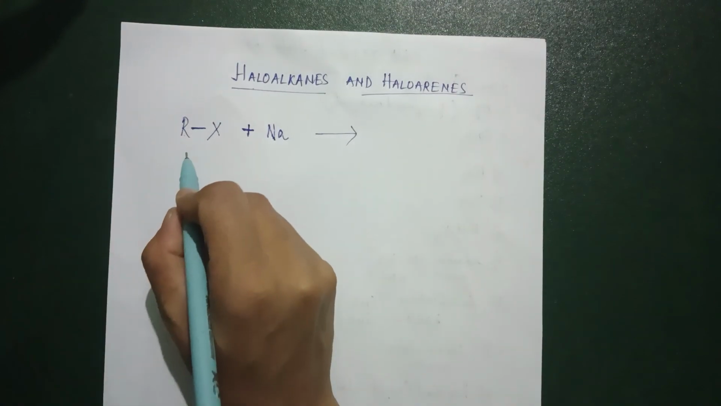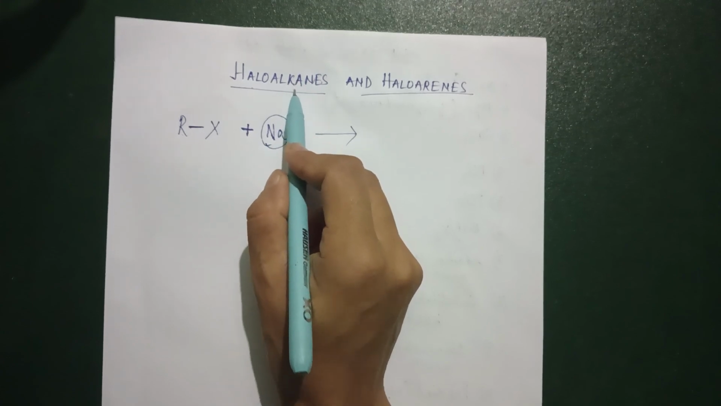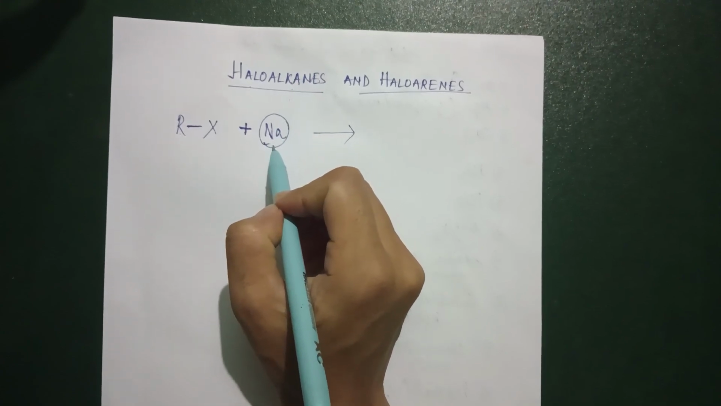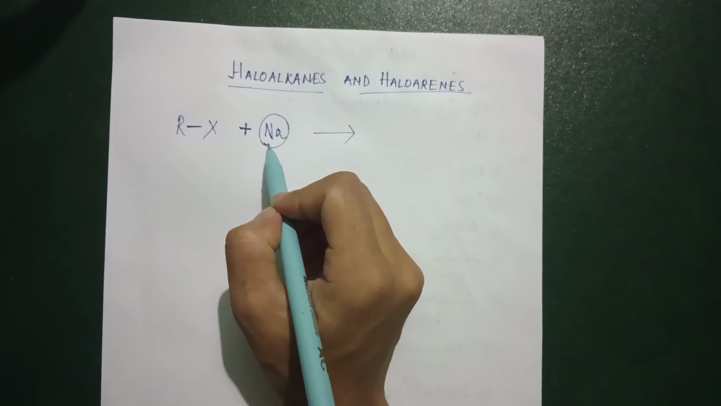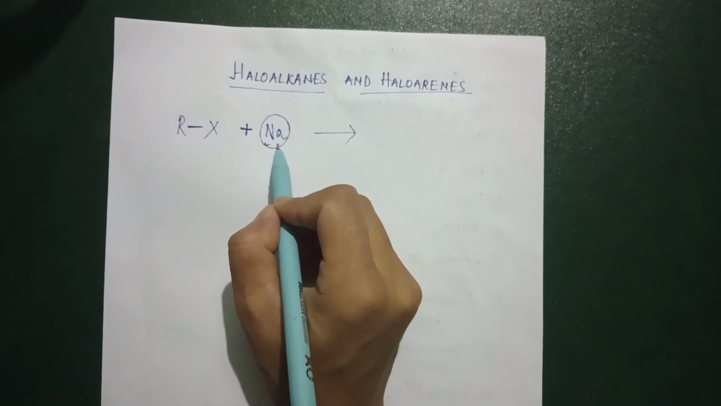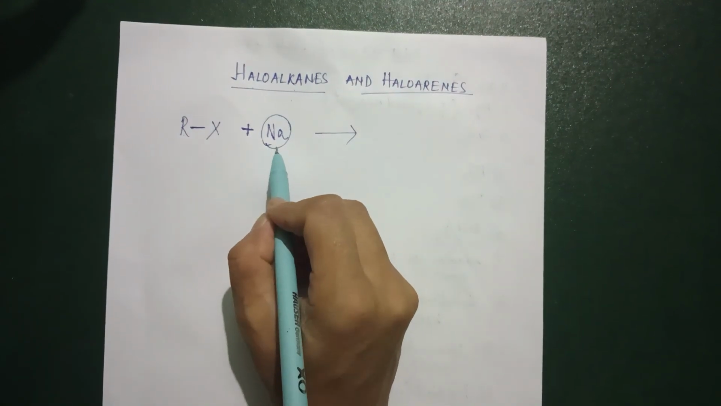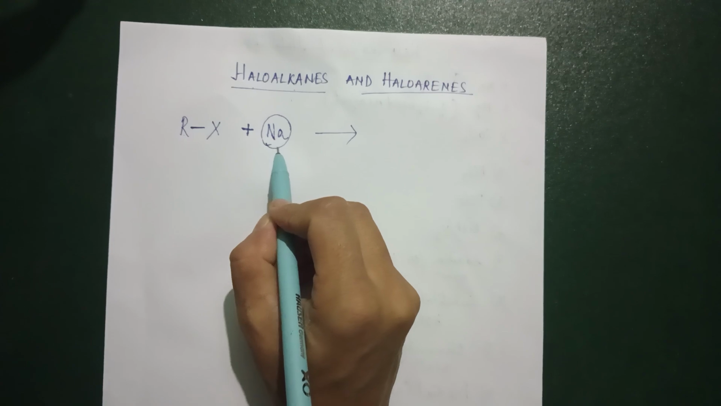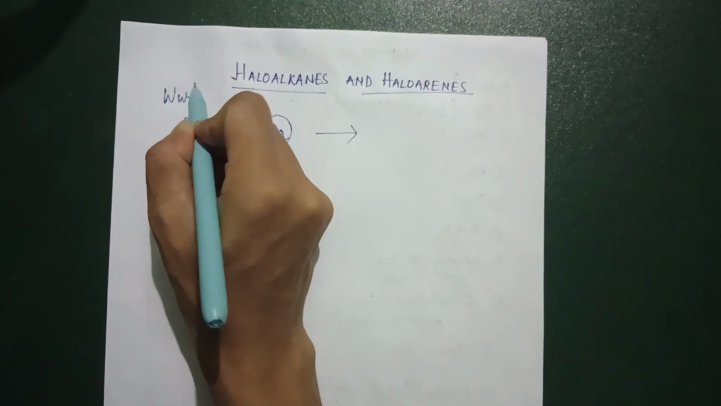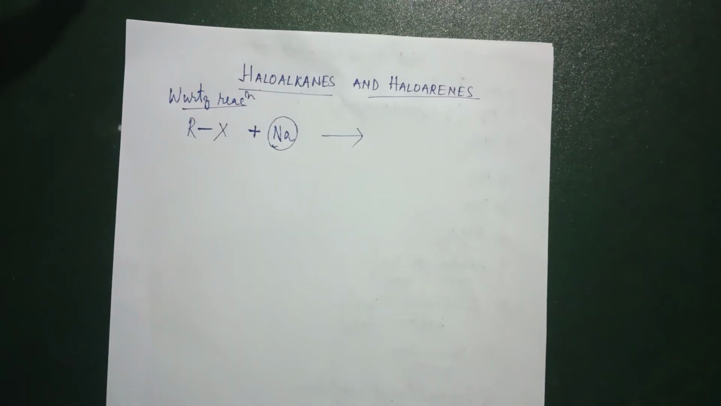Let us see. So this is one of our reagents that is included in this chapter. Sodium and magnesium, only these are the two metals in this chapter. Whenever we see sodium, we have to keep in mind that the reaction involved with sodium metal is the Wurtz reaction. So this is the Wurtz reaction, and we should know what its aim is. What product does it form?